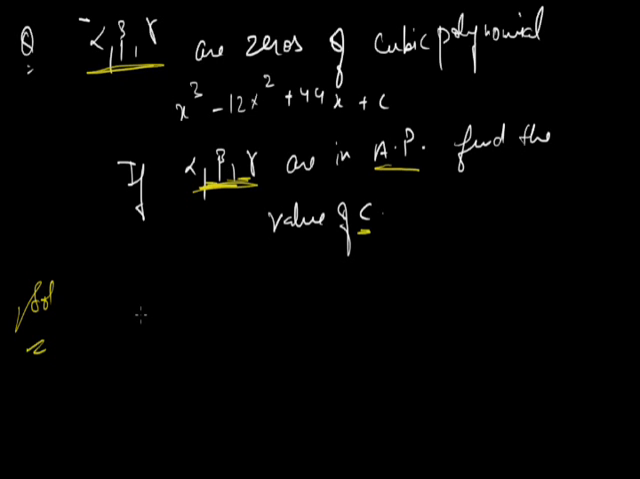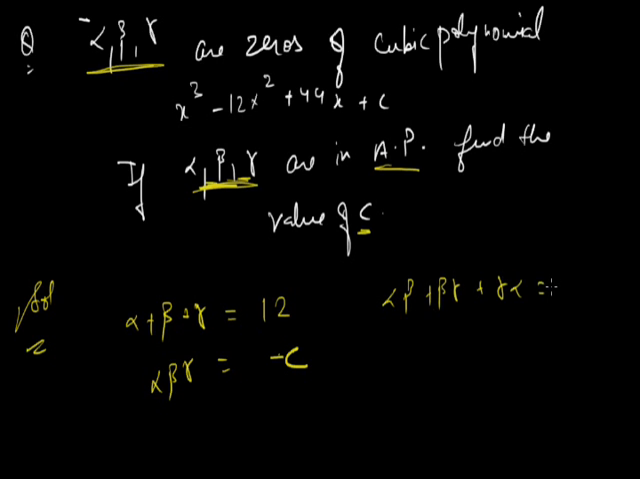Now the cubic polynomial, we know that sum of the roots, that means alpha plus beta plus gamma, is minus times the coefficient of x square upon coefficient of x cube, that is 12. Alpha beta gamma, product of the roots, is minus constant upon coefficient of x cube, and alpha beta plus beta gamma plus gamma alpha is coefficient of x upon coefficient of x cube, that is 44. One condition is also given, that these are in the AP. Now let's take the advantage of this condition.